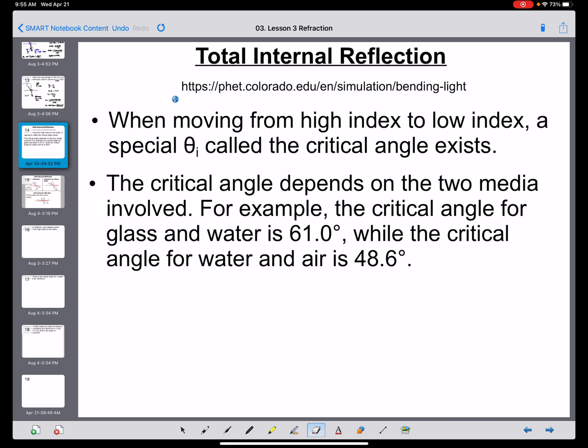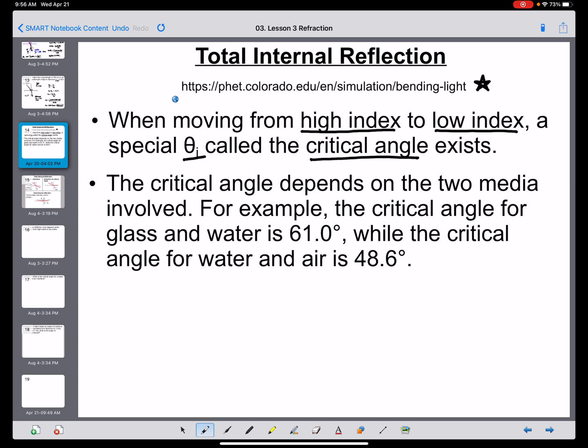So I want you to play around with this simulation right here if you haven't already, and set it up so that the light is starting in a high index material and moving to a low index material. And what I want you to notice is when you make the angle of incidence big enough, the refracted ray disappears. And so when we are moving from high index to low index, there's a special angle of incidence called the critical angle. And we'll look at what this is more in a second.